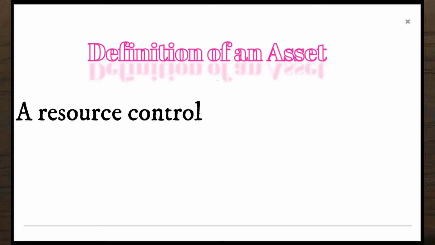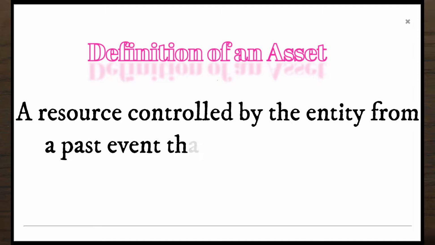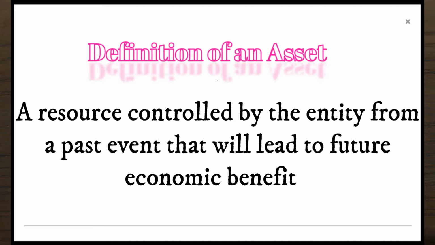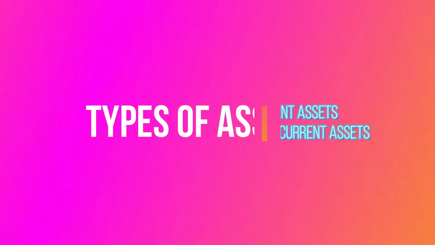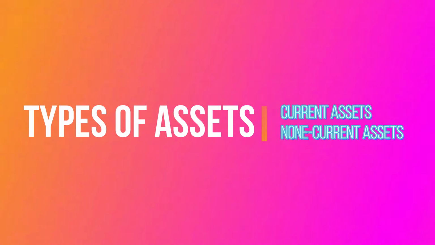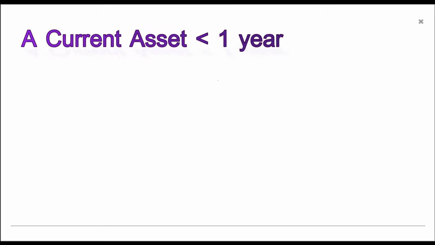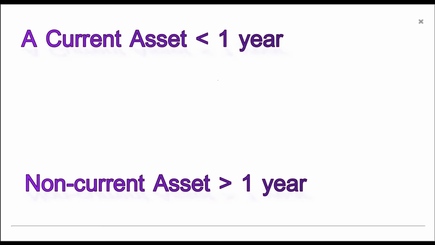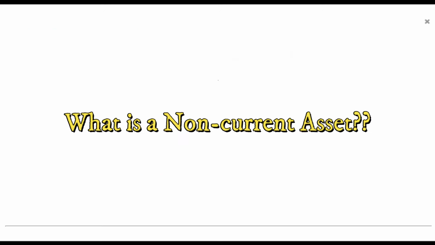An asset is a resource controlled by the entity from a past event that will lead to future economic benefits. You get two types of assets: a current asset and a non-current asset. A current asset is anything that is less than 1 year, and a non-current asset is anything greater than 1 year. Alright, so what is a non-current asset?